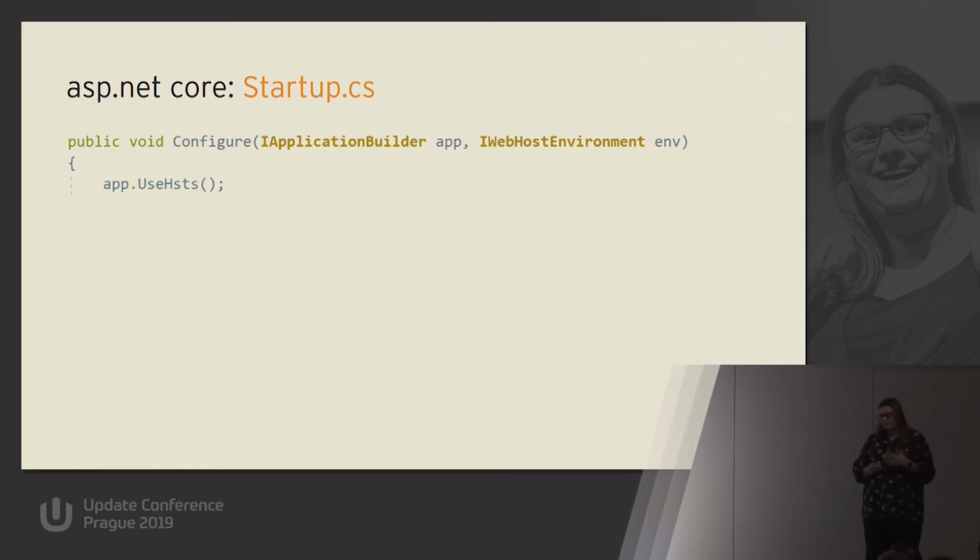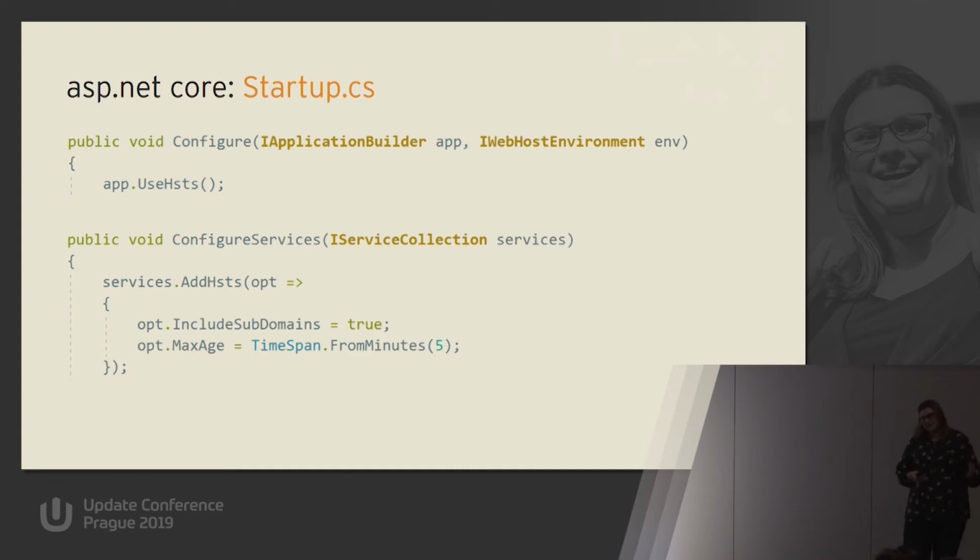app.UseHsts. But we have to be careful now, because if you only add this, you're going to get default values that aren't really good to have at your first add, because the default value of max age is 30 days. So you really should configure it as well, and you do that in your ConfigureServices function. So you make it include subdomains, and you add a max age and start with a low number, as I stated before.